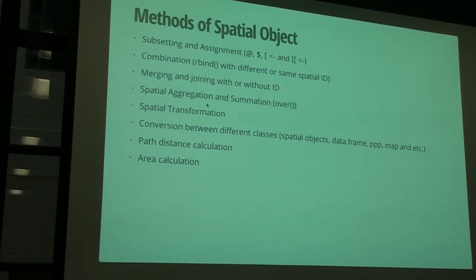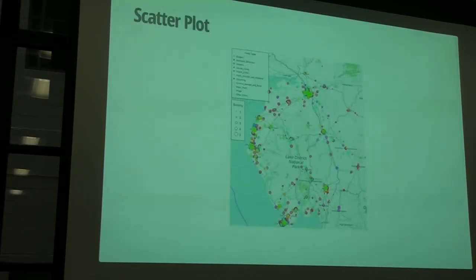And then we have the spatial transformation, which basically transforms one spatial object from one particular CRS to another one, so that sometimes you could plot two spatial objects together. And sometimes you will probably want to convert a spatial object into a data frame as well, because ggplot takes a data frame instead of a spatial object. So if you want to use ggplot2, you need to convert that into a data frame. And then you can calculate the path distance between lines, or calculate the area of the polygons. So this is basically a rough idea about the spatial data and the spatial data manipulation.